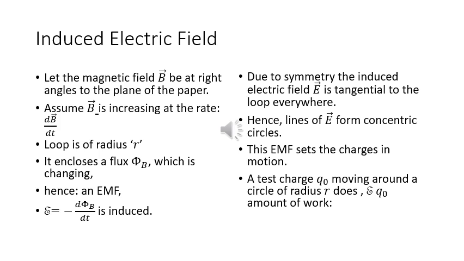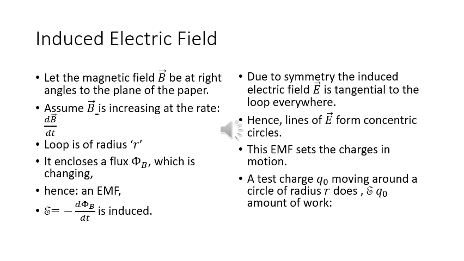The loop is of radius r. It encloses a flux phi B which is changing. Hence an EMF E is going to be induced, which is given by minus d phi B by dt. Due to symmetry, the induced electric field E is tangential to the loop everywhere. Hence, lines of E form concentric circles. This EMF sets the charges in motion.